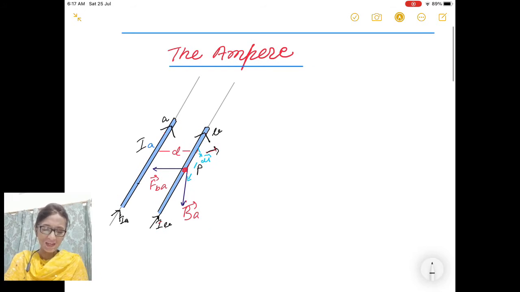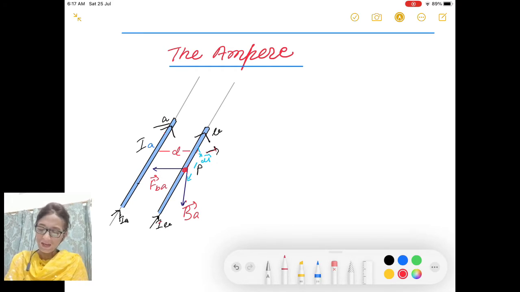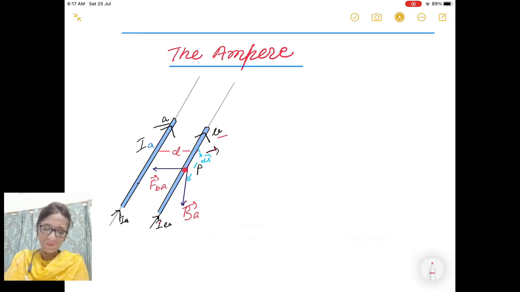Here in this very case, you can see that current is flowing along the same direction in the two wires, wire A and wire B. The currents are IA and IB. Now we are interested to find the magnetic force acting on any one wire.